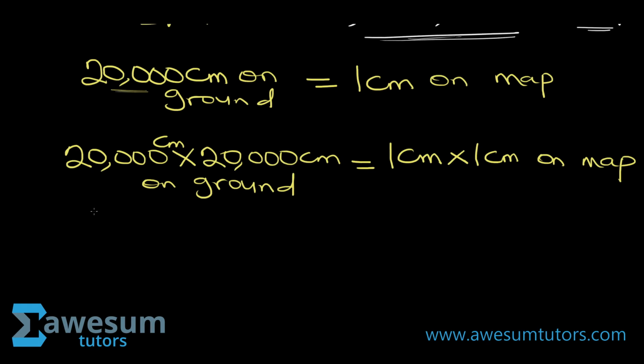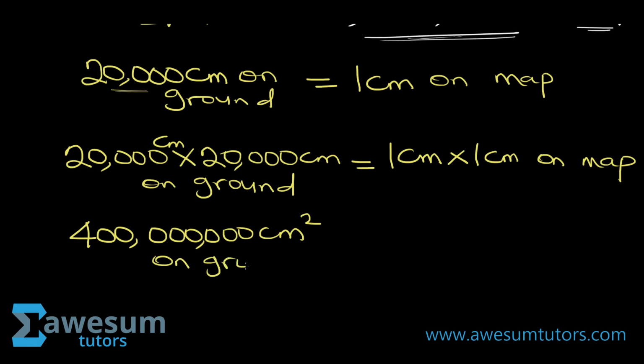That's going to give us 400 million centimeter squared. So that means 400 million centimeter square on the ground is now equal to 1 centimeter times 1 centimeter, 1 centimeter square now on the map.